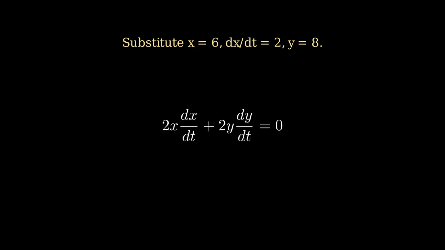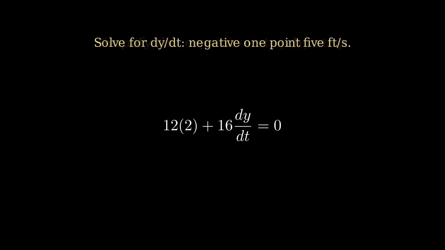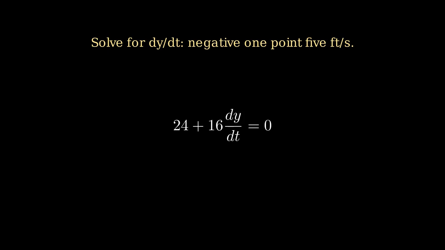Now we substitute in the known values, x equals 6, dx/dt equals 2, and y equals 8, into our differentiated equation. This gives us 2 times 6 times 2 plus 2 times 8 times dy/dt equals 0. That simplifies to 12 times 2 plus 16 times dy/dt equals 0. Solving for dy/dt, 16 times dy/dt equals negative 24, so dy/dt equals negative 1.5 feet per second.